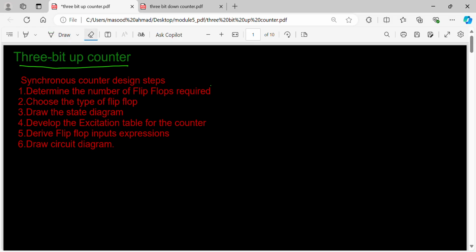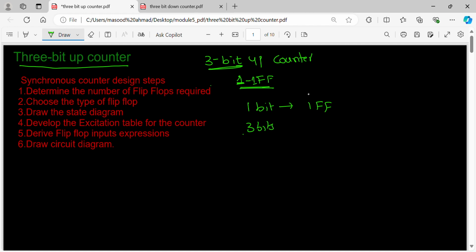Once the number of flip-flops is clear, we can proceed with that many flip-flops. Generally, for a 3-bit up counter, the problem itself says that it's a 3-bit up counter, so we have 3 bits of data. For each bit, I need a flip-flop. For 1 bit, 1 flip-flop is required. To store 1 bit of data, I need 1 flip-flop. Because I have 3 bits, I need 3 flip-flops.